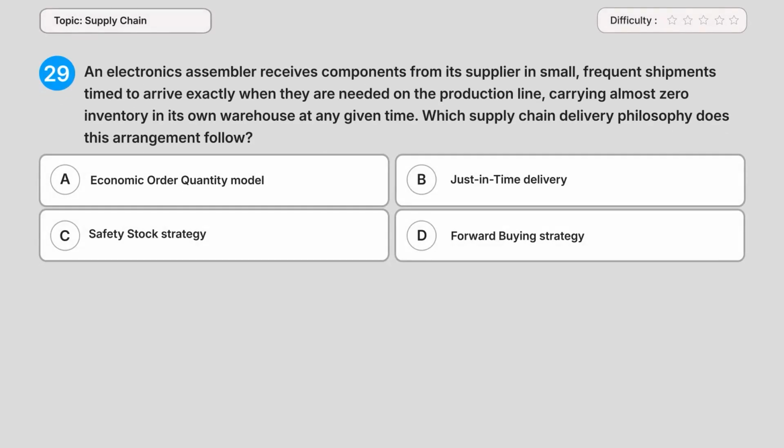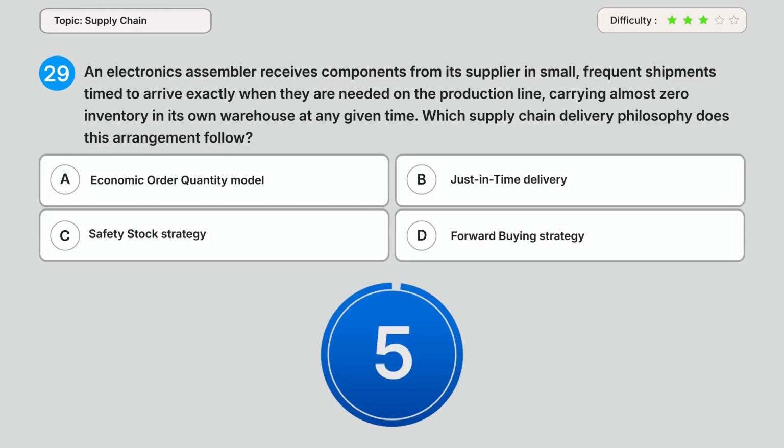29. An electronics assembler receives components from its supplier in small, frequent shipments, timed to arrive exactly when they are needed on the production line, carrying almost zero inventory in its own warehouse at any given time. Which supply chain delivery philosophy does this arrangement follow? A. Economic order quantity model. B. Just-in-time delivery. C. Safety stock strategy. D. Forward buying strategy. Can you guess the answer?